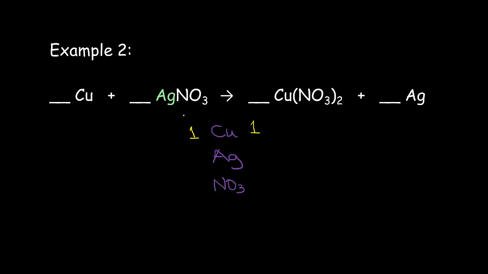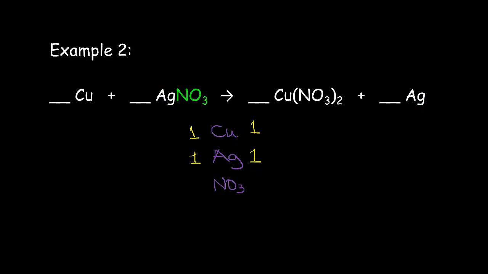Now let's look at our silvers. This is the only compound that we can get silver from on our reactant side, and there is 1. There's an implied 1 here. So we have 1 silver. On our product side, 1 silver. So far we're good. Our coppers and our silvers are each balanced.